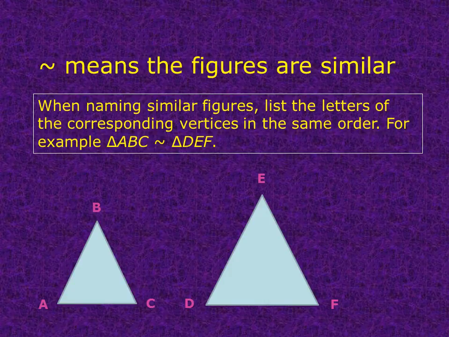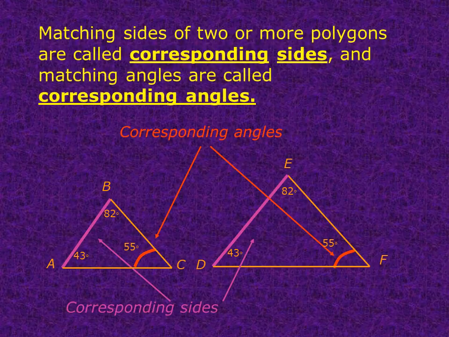You would put the little symbol here and the letters of the triangle or quadrilateral in alphabetical order with the little sign. And then here you would also put it in the same order that they match. So you want to match up those corresponding angles. Matching two or more sides of a polygon are called corresponding sides. If you notice that in the pink, that's your corresponding sides.